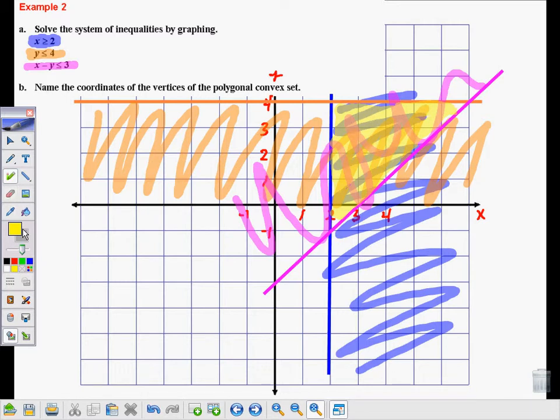And what it asks us to do also is to name the vertices, and those would be the intersection points. Okay, so my vertices of the polygonal convex set are at 2, 4, at, let's see, 4, 5, 6, 7, 4, and then at 2, -1. Those are my solutions for this. I've been asked to find the vertices. Okay? Let's move on.